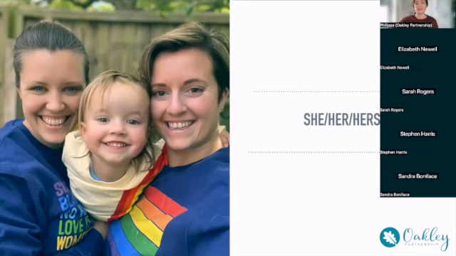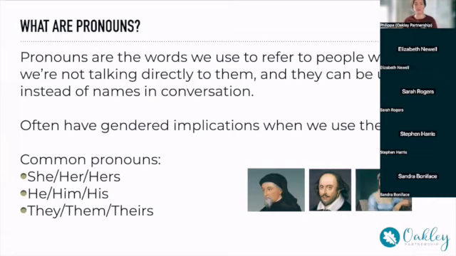So if we have a little look at the history of pronouns, come on, computer, move on. There we go. So what is a pronoun? A pronoun is a word that we use to refer to somebody when we're not talking directly to them. So when you're talking about your friend Alice, who isn't there, you might say, oh yeah, Alice, she has a meeting today and that's why she's not here. So the pronoun there is she, her, hers.